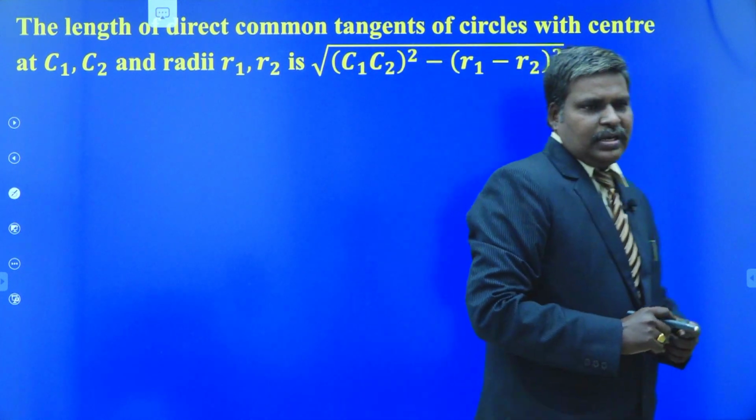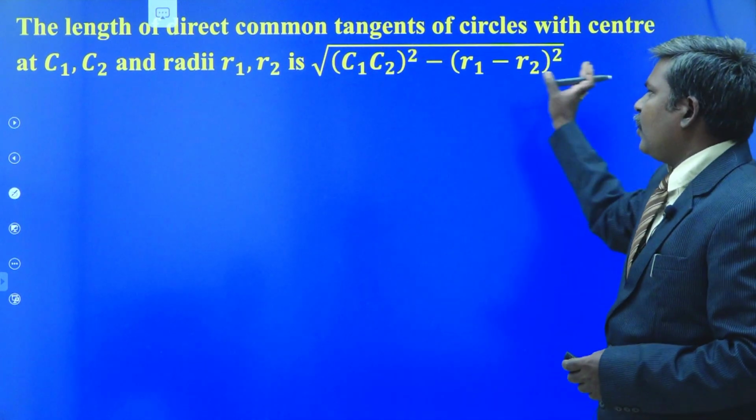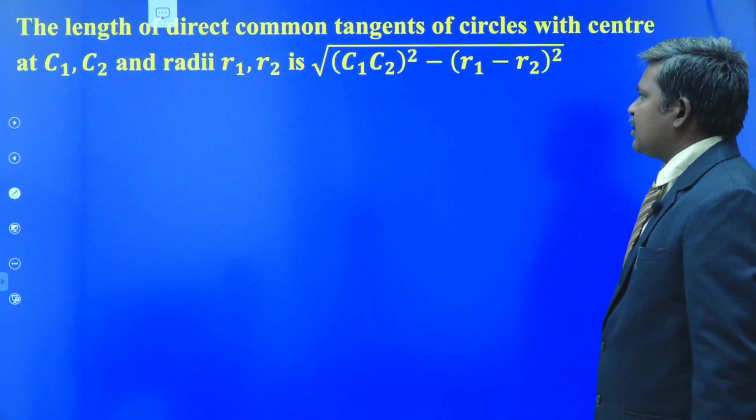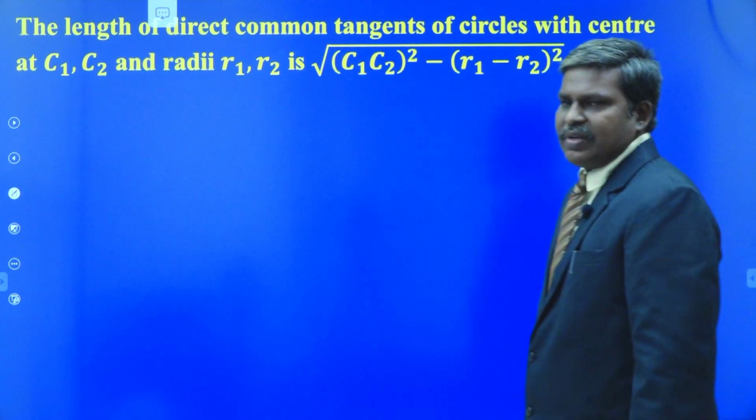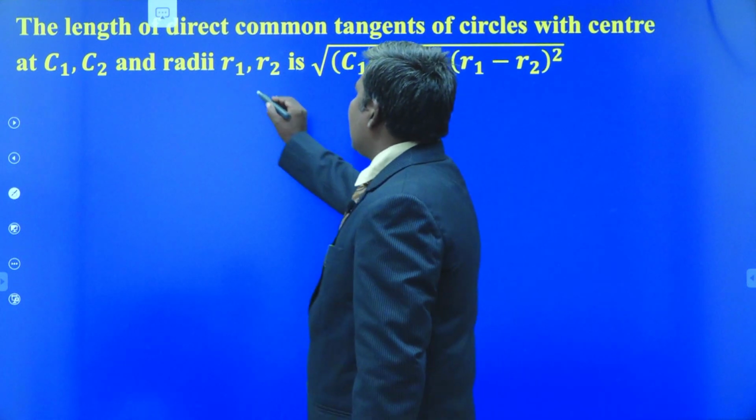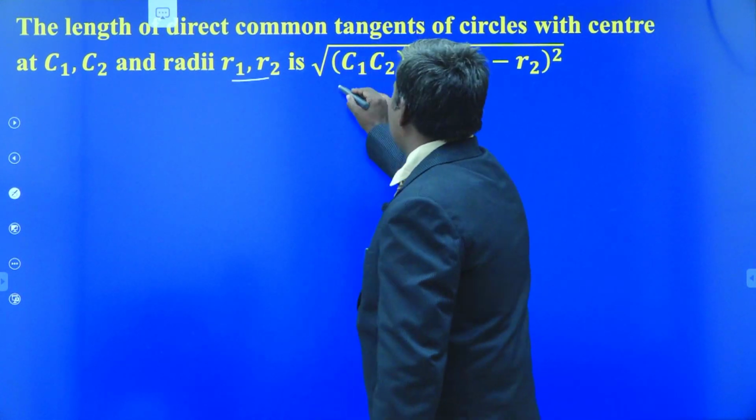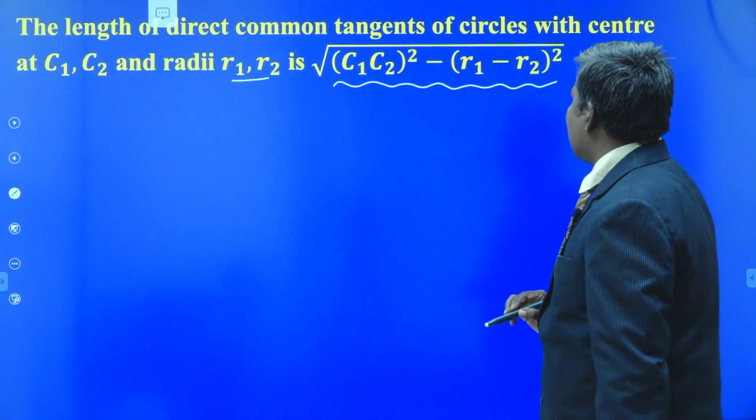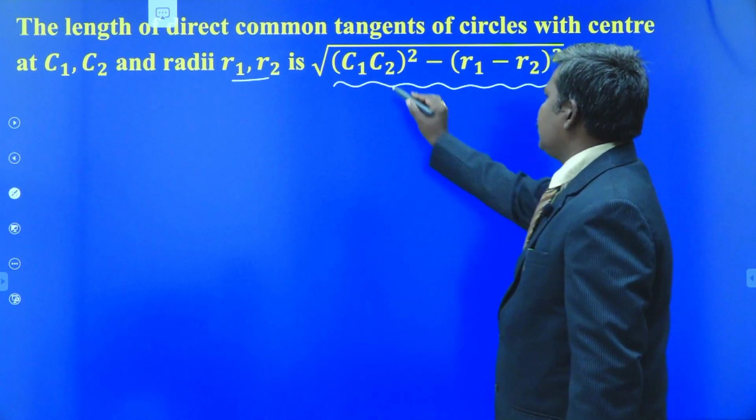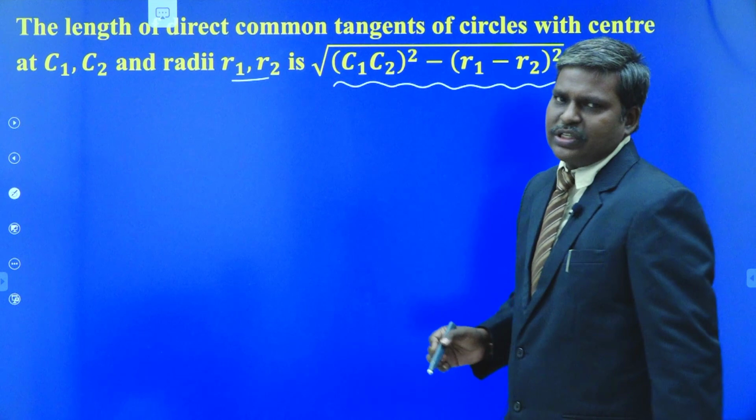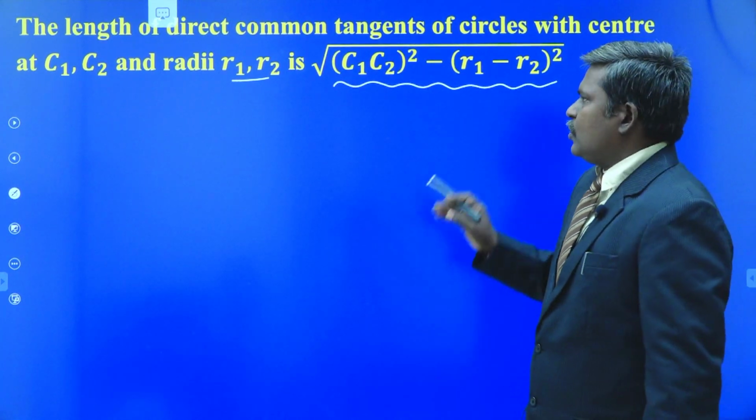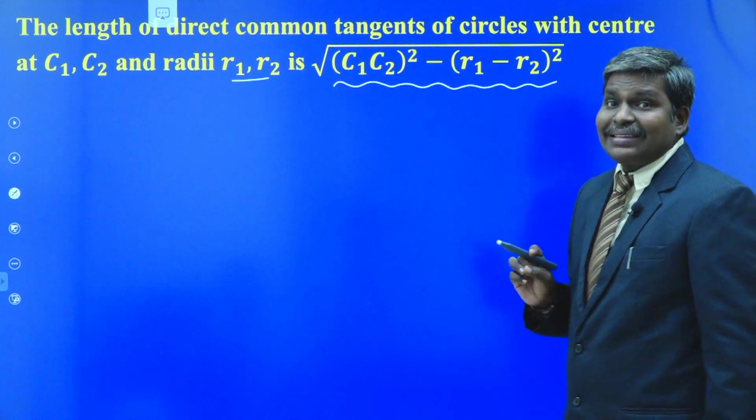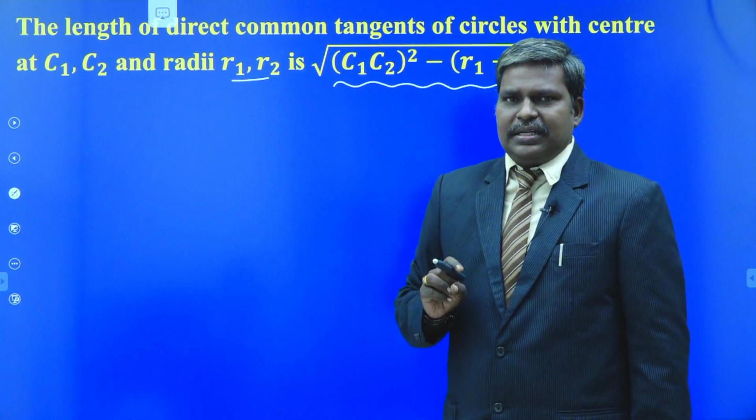This is a very nice question for you. You have to find the length of the direct common tangents of the two circles with their centers at C1, C2 and radii R1, R2, which is what now? Square root of C1, C2 whole square minus R1 minus R2 whole square. C1, C2 square means the distance between the two centers squared. So, this is the question. You have to find the length of the direct common tangent.